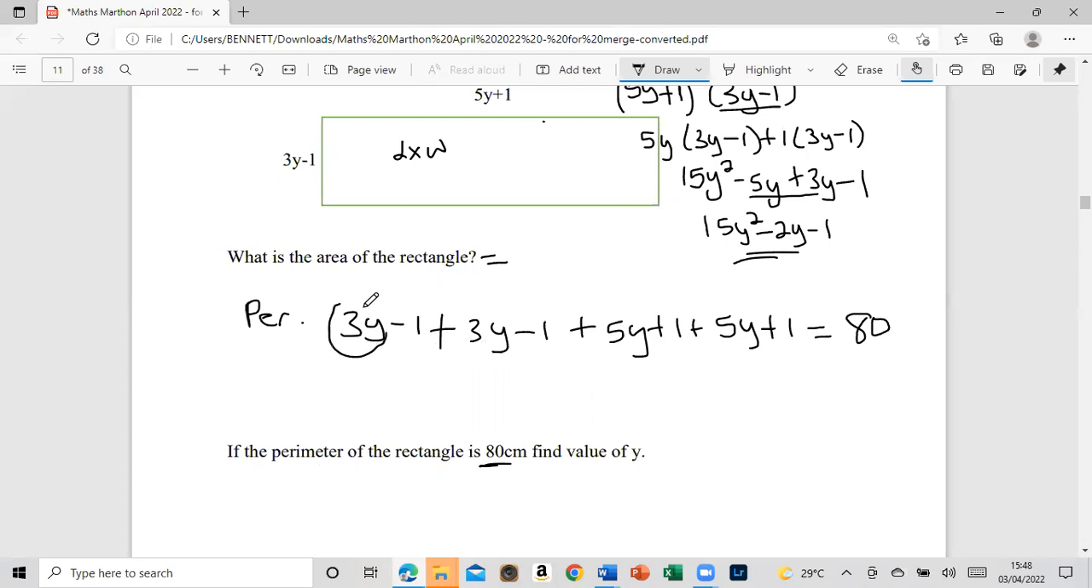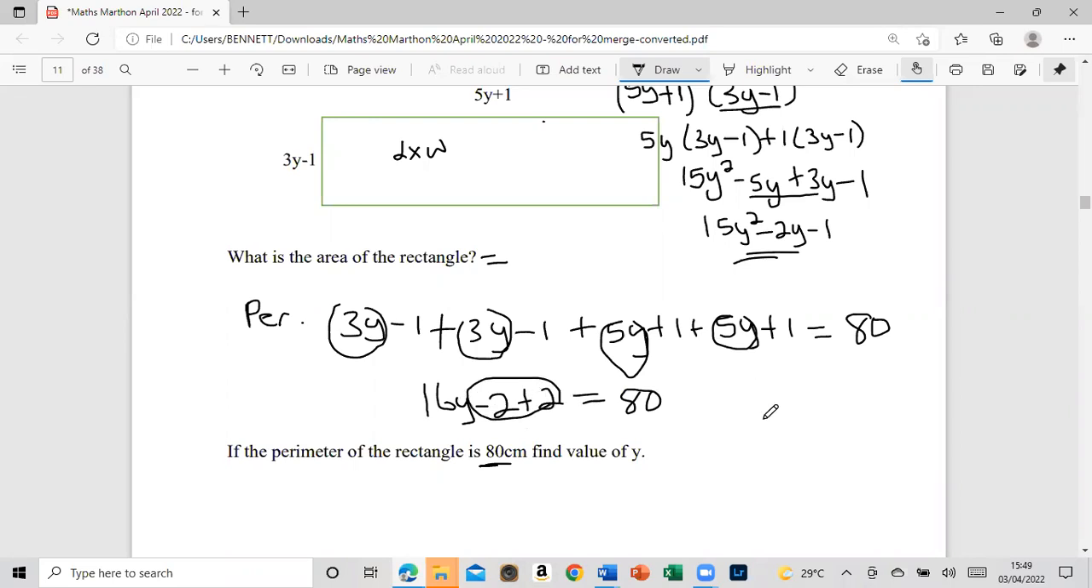Group all the like terms and add them. So we look at the 5y and the 5y, that will give us what? 10y. So this will give us 16y. We add all the y's, right? And then now we have minus 1, minus 1, and we have plus 1, plus 1. So in the end, we get minus 2 plus 2, which is equal to 0. And that's equal to 80. So this works out to 0, because it's as if you're saying 2 minus 2.